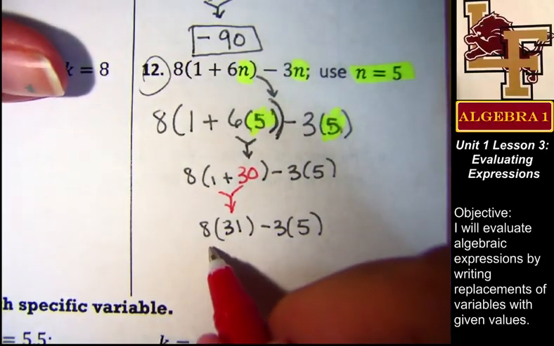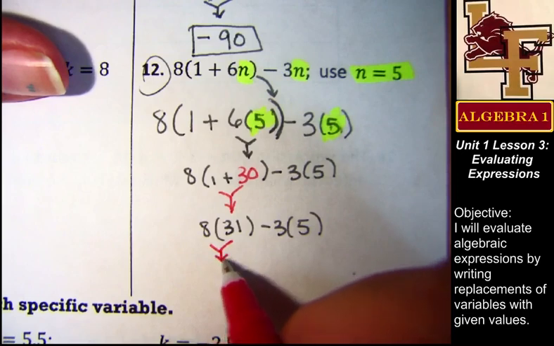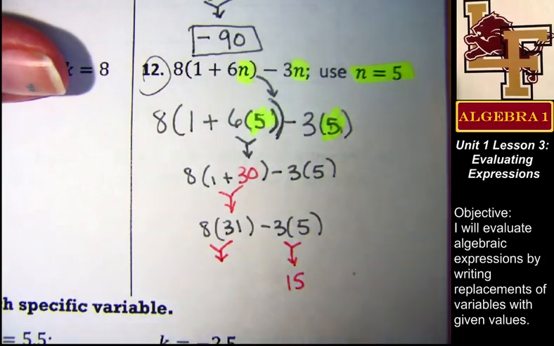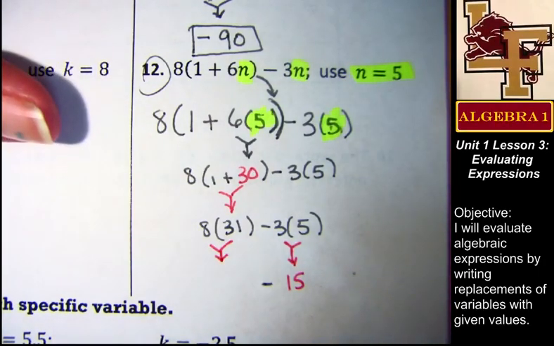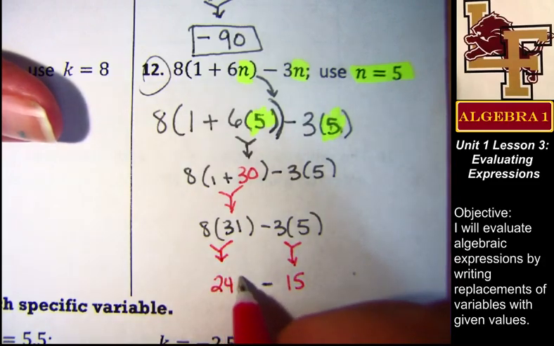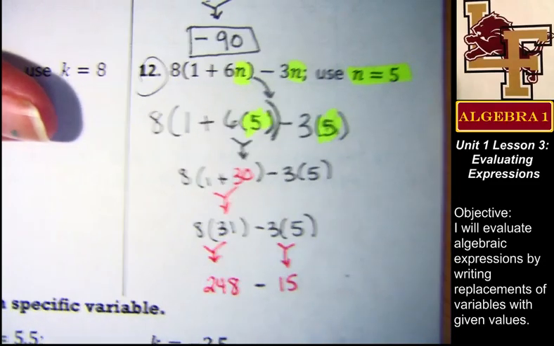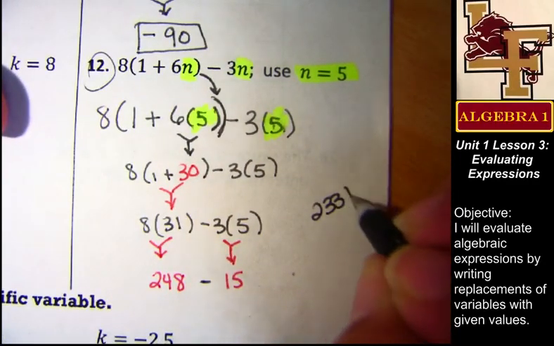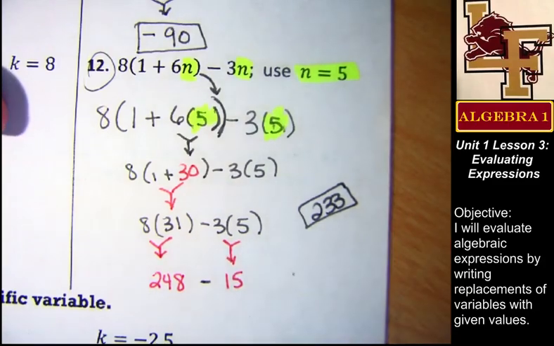So I need help with 8 times 31. Can I have help 8 times 31, please? Someone with a calculator? 248. All right, when I do 248 minus 15, I get? 233. I got that. Ta-da!